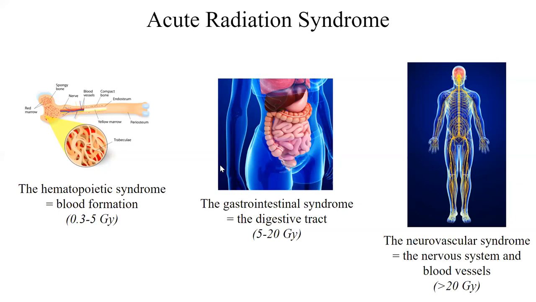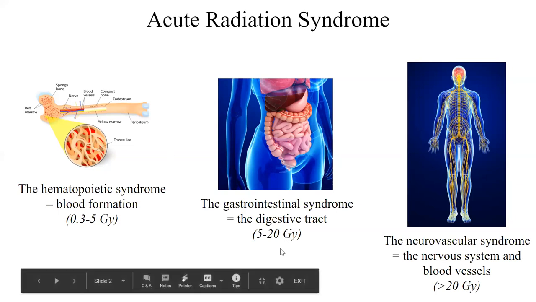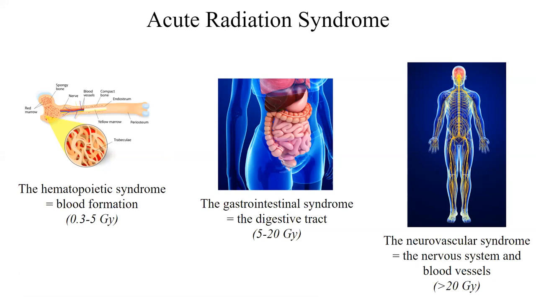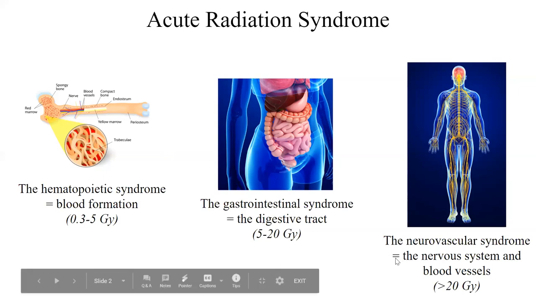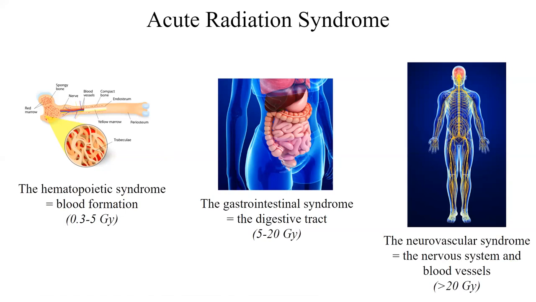Then we have the gastrointestinal syndrome, which due to the radiation dose that this typically occurs at, is less of a concern for astronauts. But if there was some sort of historical disaster like Chernobyl or something, this would be a lot more relevant. And then the last one, which is at the highest radiation dose, is the neurovascular syndrome, which affects the nervous system and the blood vessels.